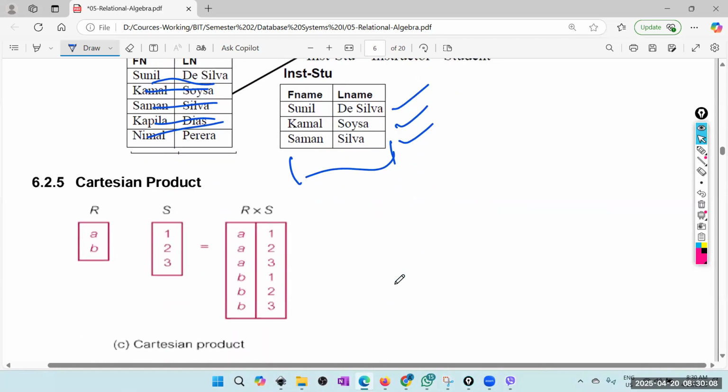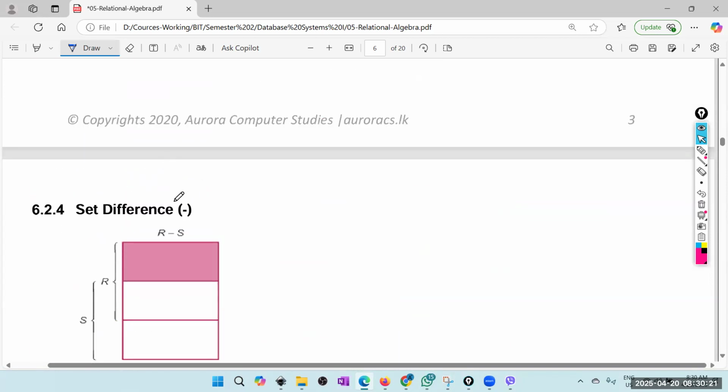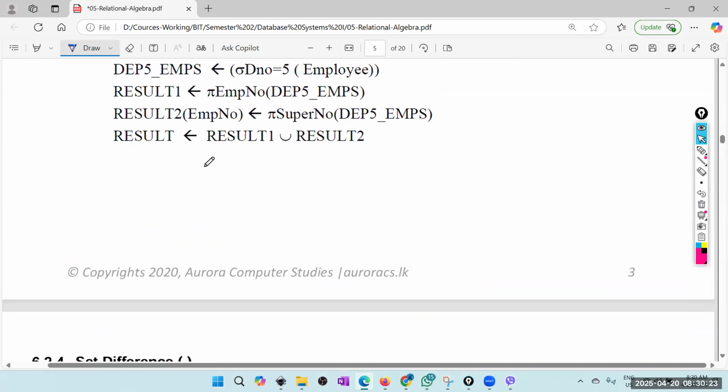Okay. So these two data sets must be compatible. Then only we can do the difference. Because this is a binary operation, just like union. Union also must be compatible, right? You can't union apple with tomato.